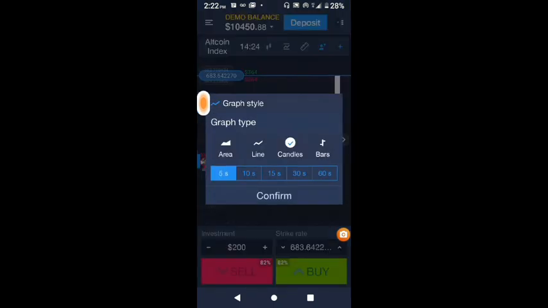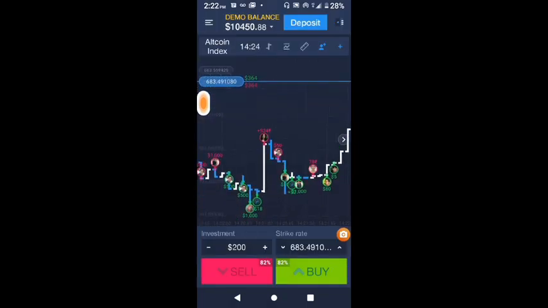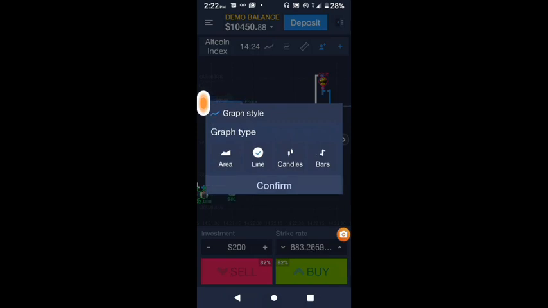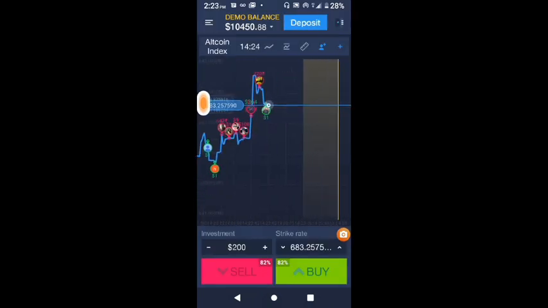Alright, suppose I don't want to do candles and I want to do bars. I can change it to bars. I can confirm that it's changed to bars. Alright, suppose I like the line graphs. So I can confirm back and I go back to line. Alright, so that's the graph part.